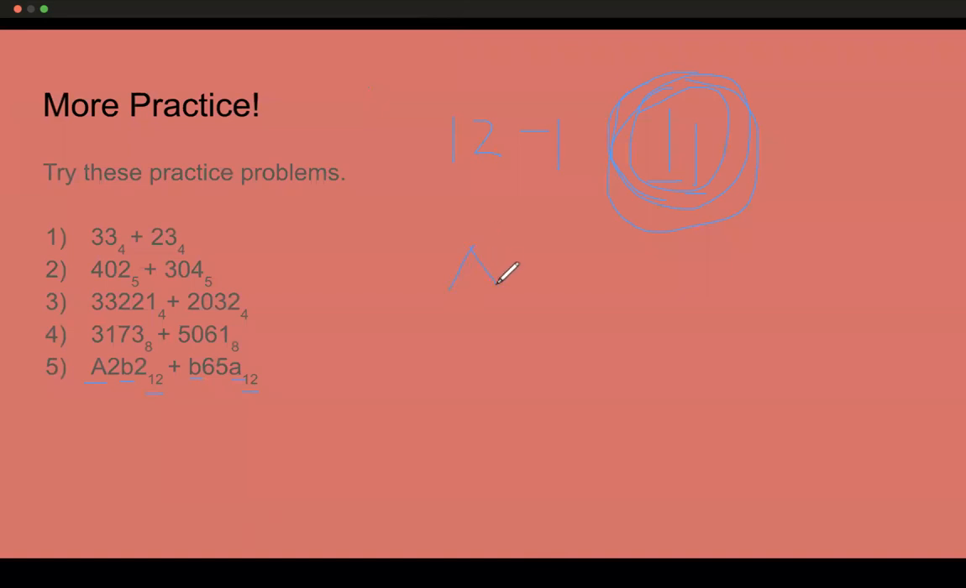So 10 became A. 11 became B. 12 became C. And each preceding number is followed by the next letter in the alphabet. And that's really interesting, right?